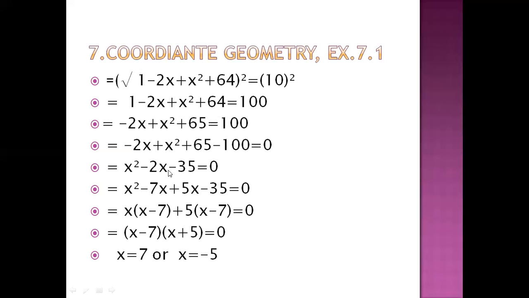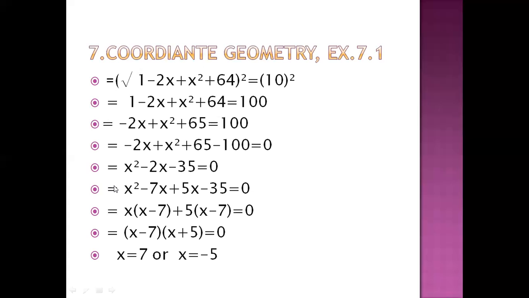35 and 1 are not possible because 35 minus 1 is 34. Here we have the coefficient of x as minus 2. Then the second option is minus 5, 7, or minus 7, 5. Minus 7 plus 5 is minus 2, and minus 5 plus 7 is plus 2. But here we have minus 2, so minus 7 plus 5 is the correct option. So let us split this minus 2x as minus 7x plus 5x minus 35 equals 0.